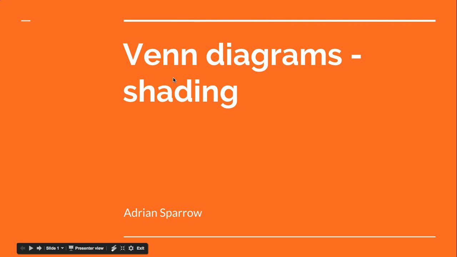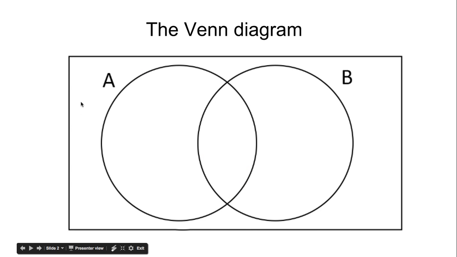Okay, in this video we're going to have a look at Venn diagrams and just how we can shade them and what Venn diagrams are. So let's have a look at the first thing here. This is a Venn diagram. This box here represents everything that's inside the Venn diagram, and we've got two circles A and B, and they may overlap here.